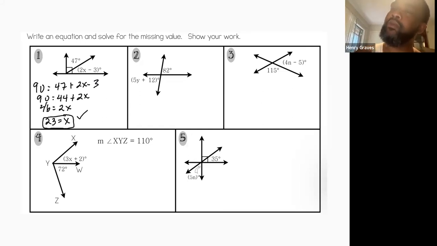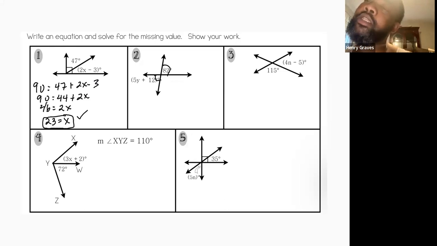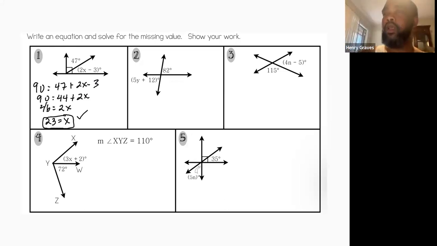I'm going to make them equal to one another, right? These are vertical angles. In fact, I'm going to do it in a different color. I love my colors. So you're going to make them equal to one another. So 82 is going to equal 5y plus 12. Subtract 12 on both sides. I get 70 is equal to 5y. Divide both sides by 5. So 70 divided by 5 gives me 14.